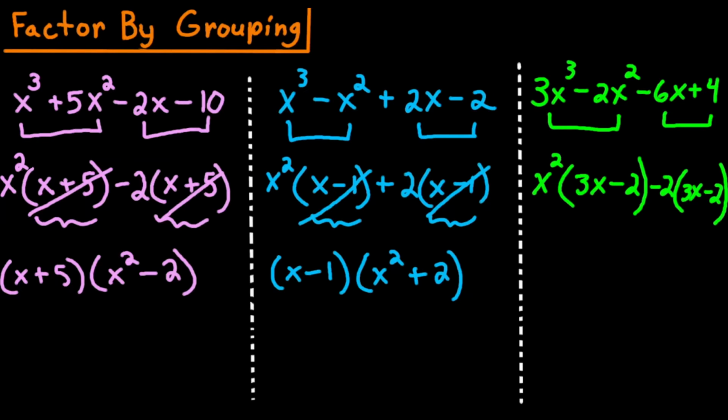And we're almost done, so you know the routine. Let's go ahead and factor out the 3x minus 2. And let's cross them out. What do we have left over? We have x squared minus 2.